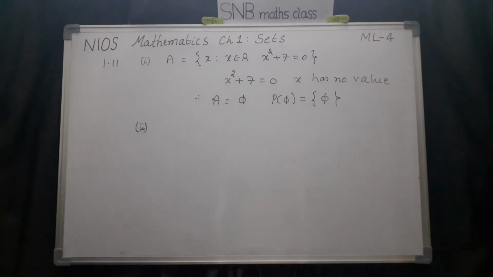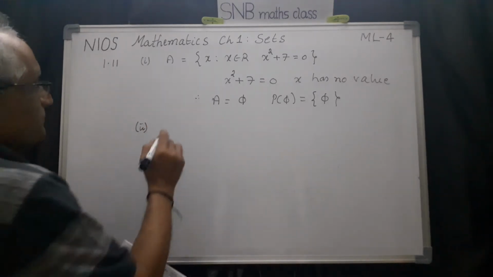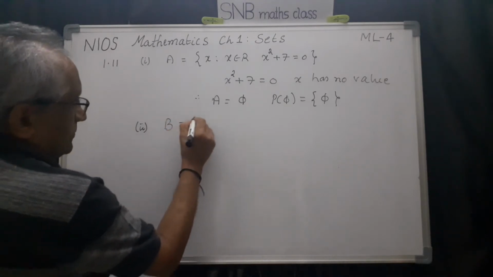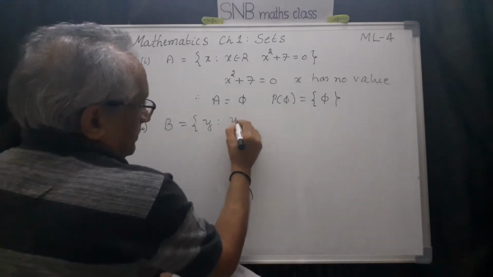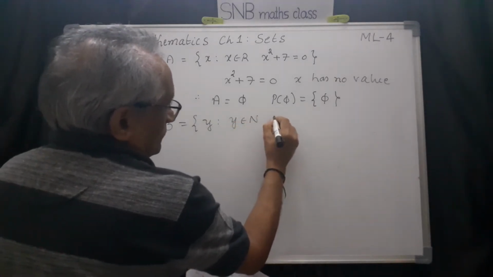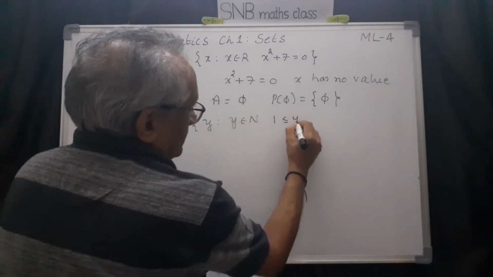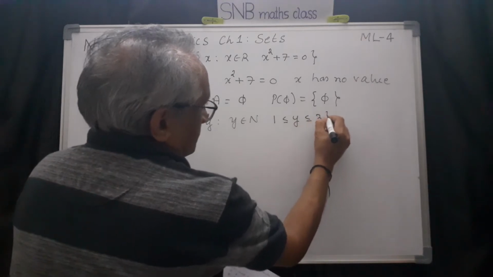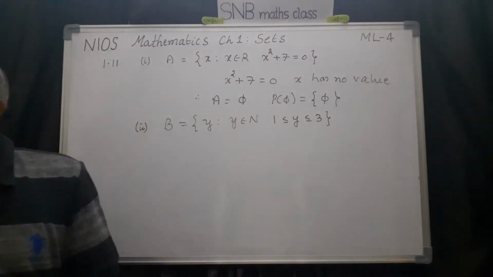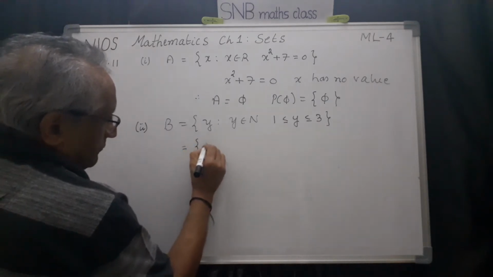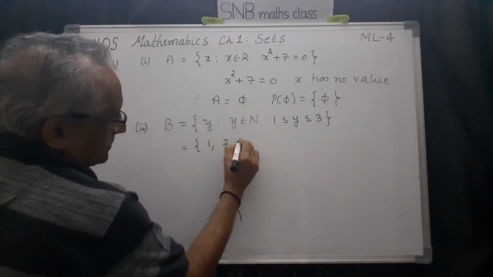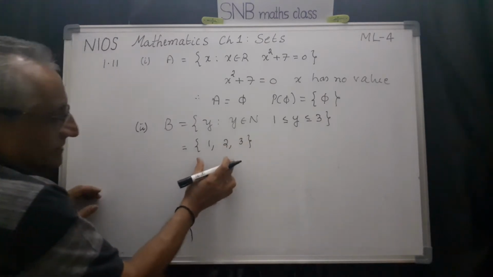is B equal to y such that y belongs to natural number, 1 less than y less than 3. So this is the condition. Now when you write this in the roster form, definitely it will be 1, then 2, then 3. So there are 3 elements.